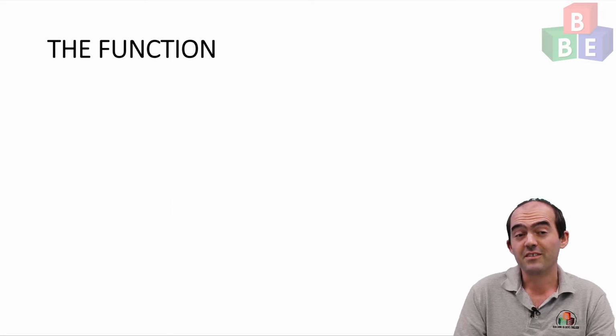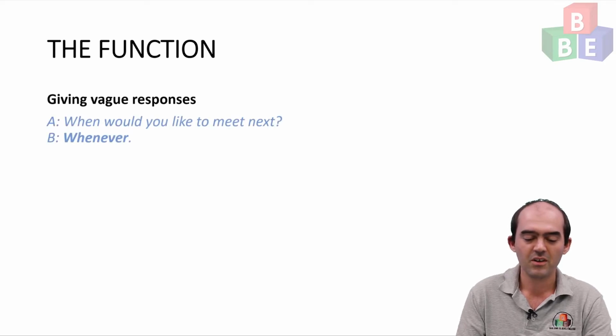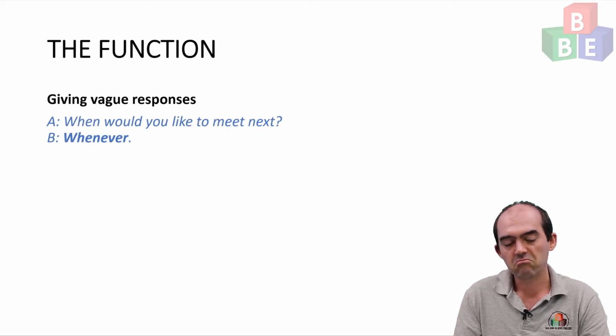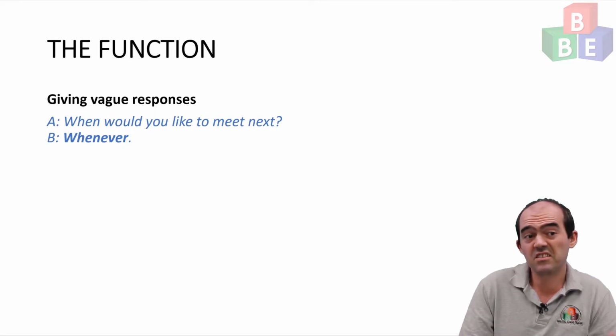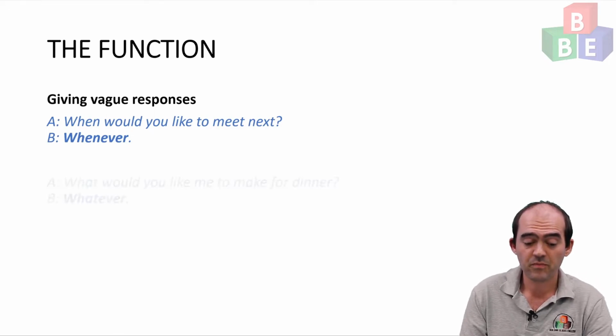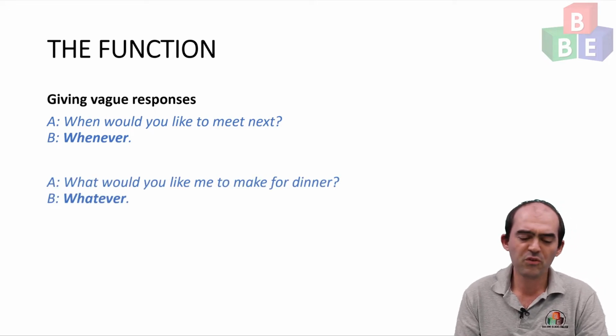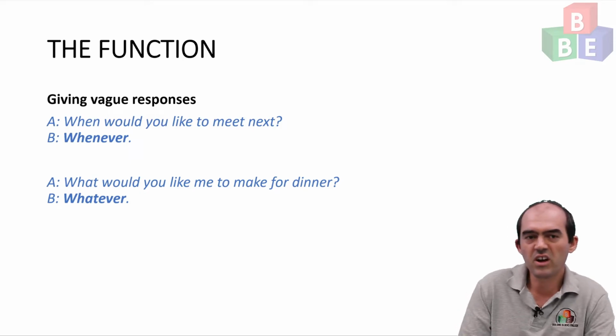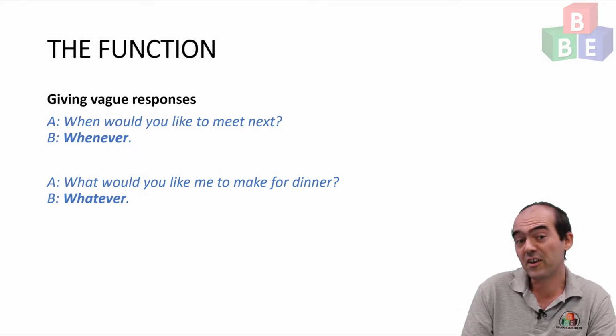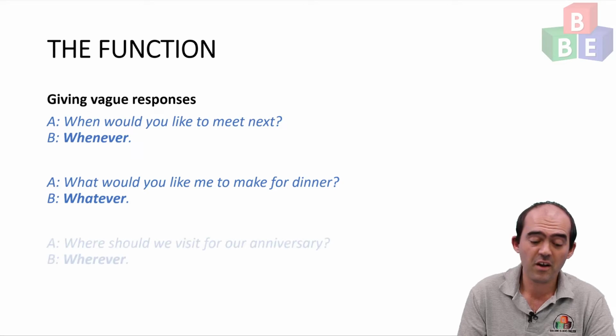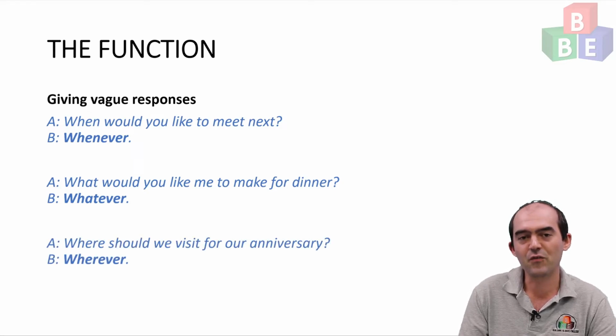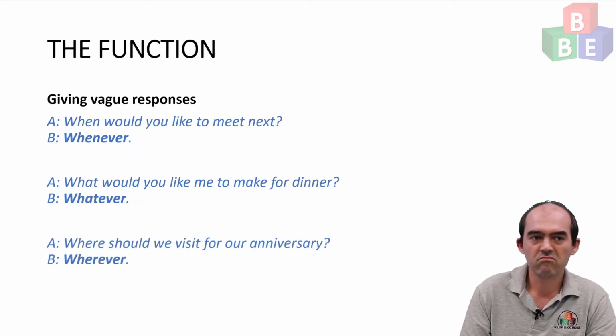Another way we can use these WH-ever words, which is very common, is to give vague responses. For example, when would you like to meet next? Whenever. It doesn't matter when, I don't mind. Or, what would you like me to make for dinner? Whatever. It doesn't matter what, I don't mind. Or, where should we visit for our anniversary? Wherever. Doesn't matter where, I don't mind.